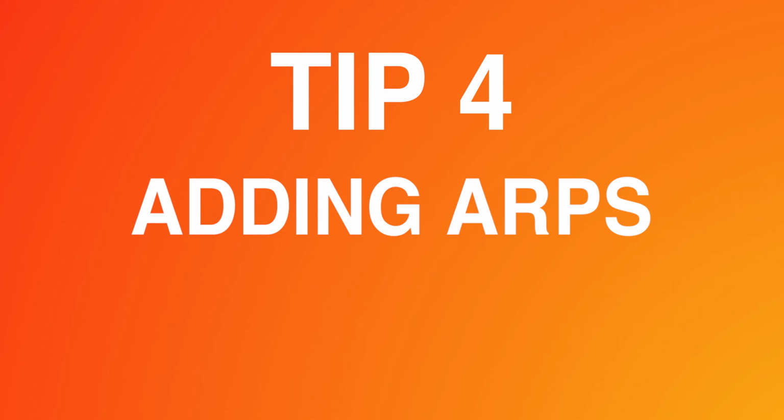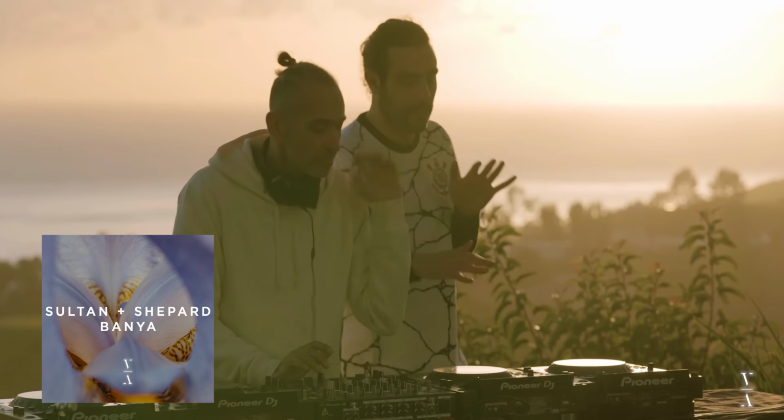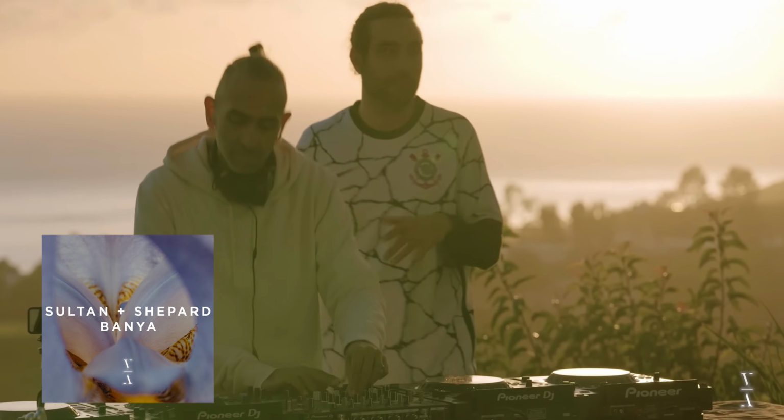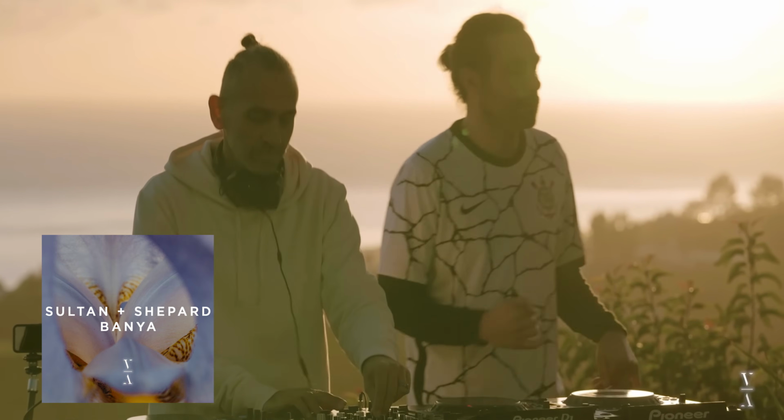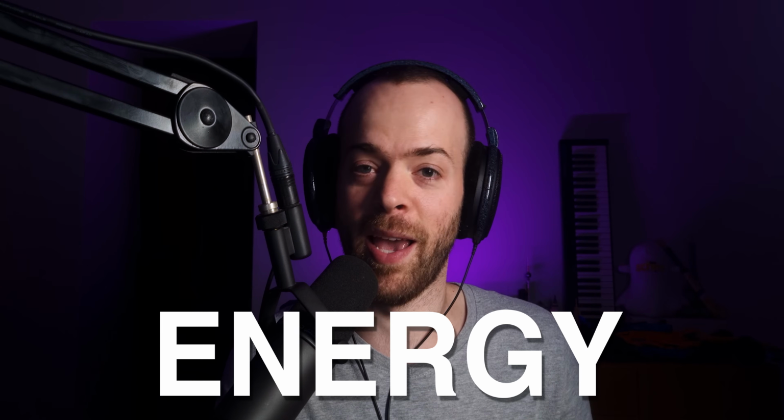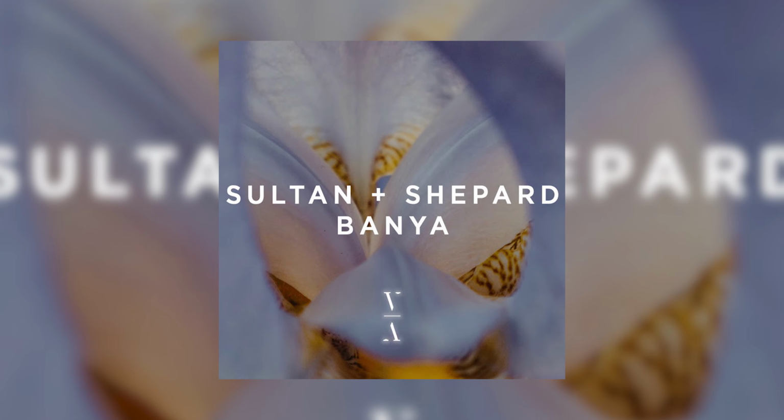But now let's move to our next point, which is adding arpeggios, and that's one of my favorite ear candies of all time. One thing that I love adding to my songs are arps because they add a lot of background noise to your songs, and also they are really useful for transitions. Listen, for example, to the song called Banya by Sultan Shepard. The arp is not the main element in there, but it adds a lot of energy to the song, and you can listen to without it and how empty it sounds without that arp.